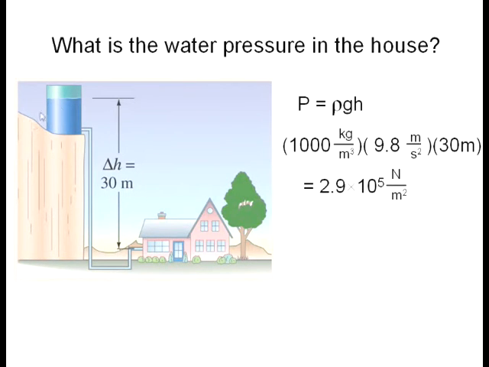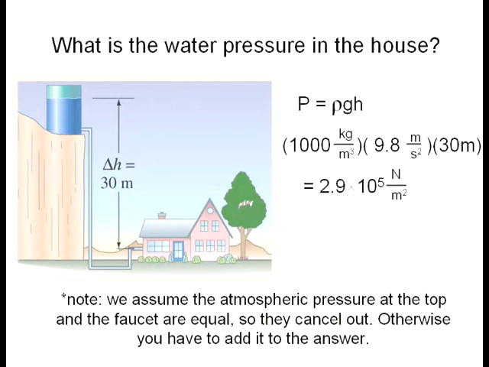Now when we're considering something like this, not only is there pressure coming from the water, but there's also air pressure above it. In this case, we're going to assume that the air pressure at the open faucet is about equal to the air pressure up at the top, so they're going to cancel each other out. But what that means is when I turn the faucet off, the pressure inside this pipe is not only the pressure from all of this water, but also the atmospheric pressure pushing on the top of this.